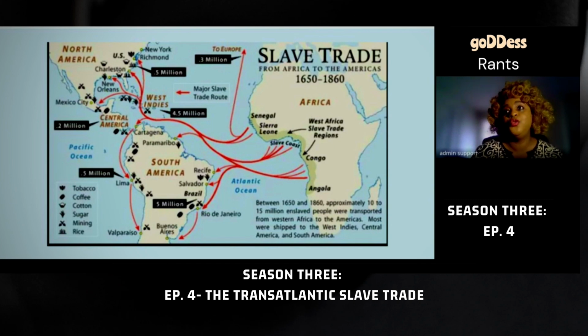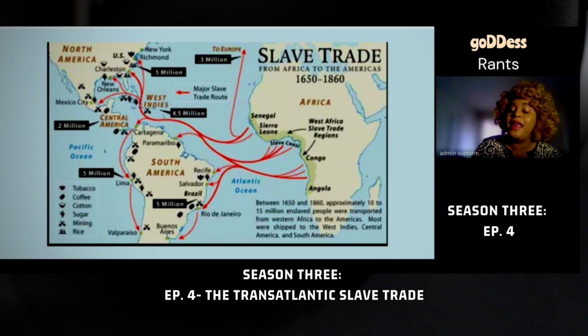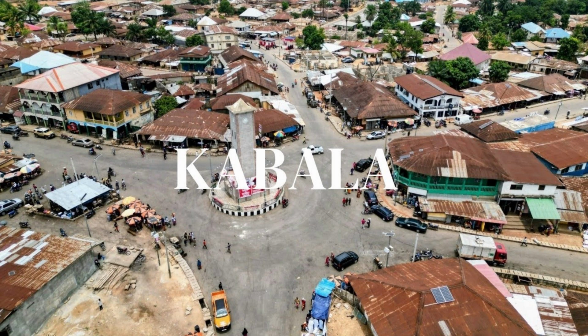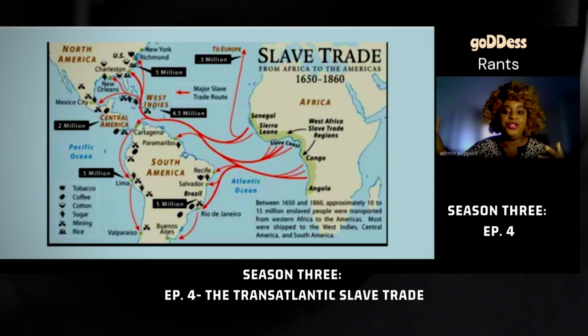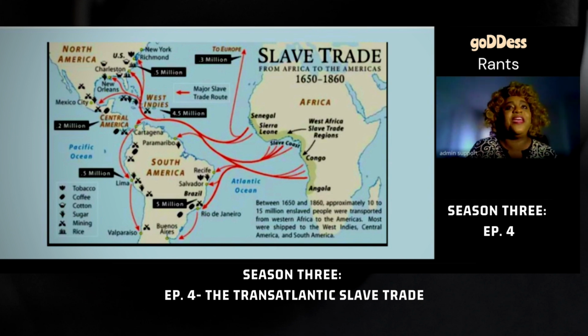when he used to work in the provinces, in like villages, and he would go to the villages, he said there's a place called Kabbalah, and it's a very cold place in Sierra Leone. It's like a colder region. It's in the north, but not as cold as here. Not as cold as here, but it gets cold up there.